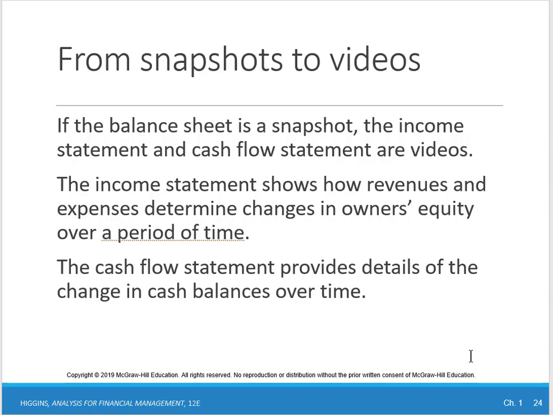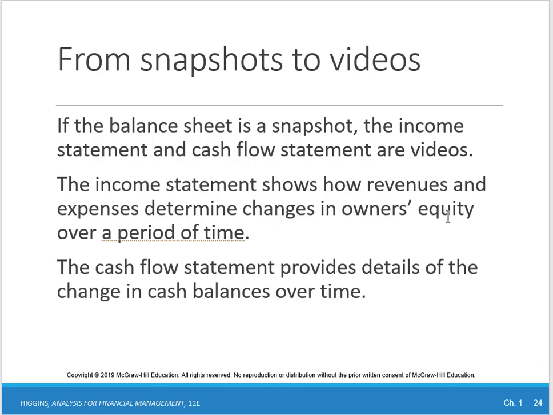So let's continue on. The next thing we're going to think about is we're going to move from a snapshot. The balance sheet is a picture of the company at a point in time. The income statement and the cash flow statement represent what has happened over time. So they refer to them here as videos, right? But they really just represent all of the transactions that have happened in the last accounting period.